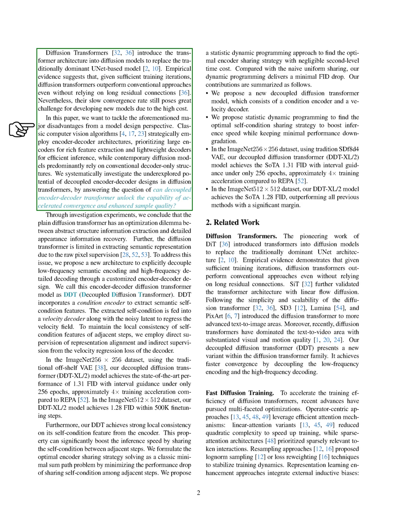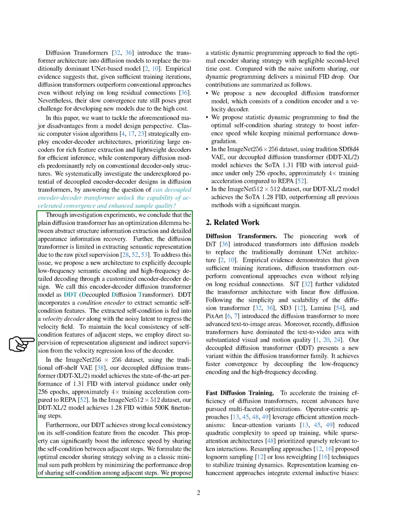Classic computer vision algorithms typically use encoder-decoder architectures, favoring large encoders for feature extraction and lightweight decoders for efficient inference. In contrast, contemporary diffusion models mainly use decoder-only structures. We explore the potential of decoupled encoder-decoder designs in diffusion transformers, asking whether this approach can lead to faster convergence and improved image quality. Through our experiments, we find that the standard diffusion transformer struggles with balancing abstract structure extraction and detailed appearance recovery. Additionally, it faces limitations in extracting semantic representations due to reliance on raw pixel supervision.